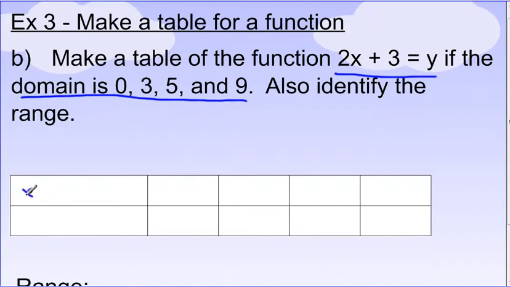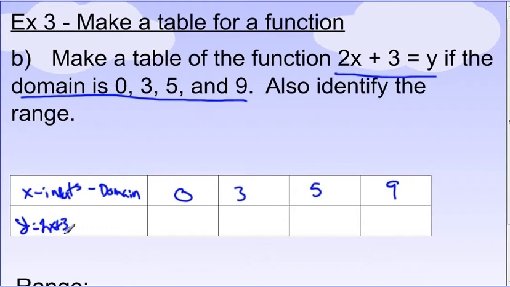So our x values, which are the inputs, which is the domain, those all have the same meaning. X values, inputs, domain. So those are the 0, 3, 5, and 9. And then the outputs, which are the y values, which in this case is the 2x plus 3. That's the output, which is also the range. Again, all of them have the same meaning.